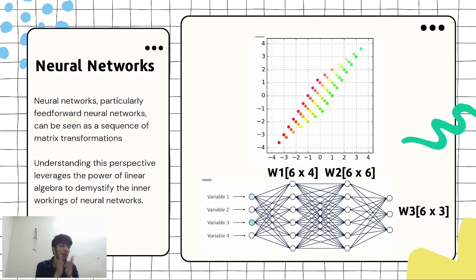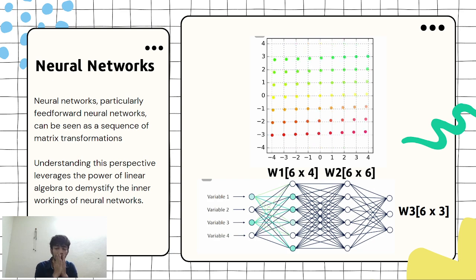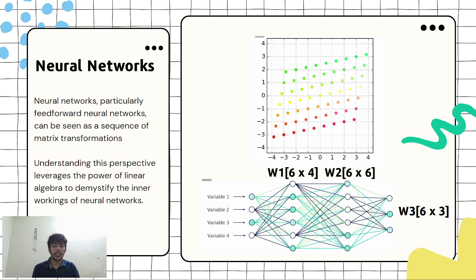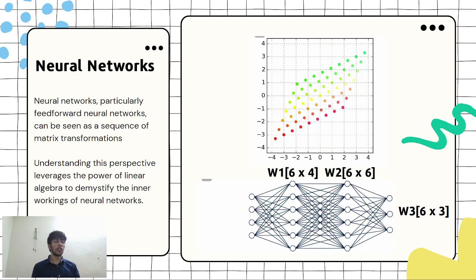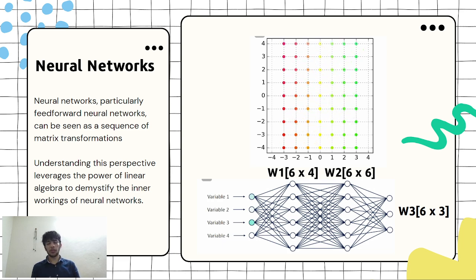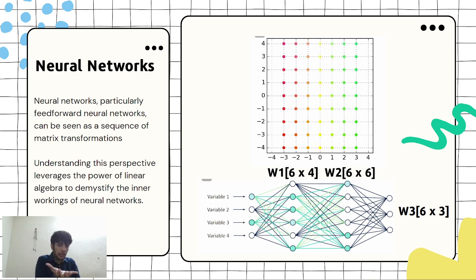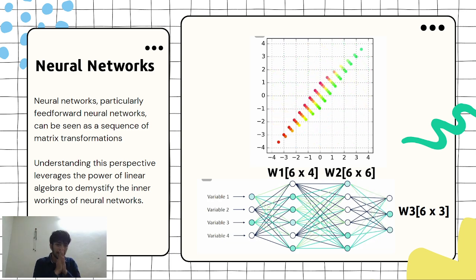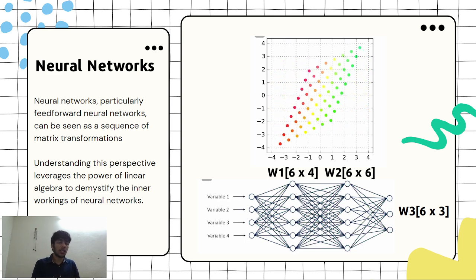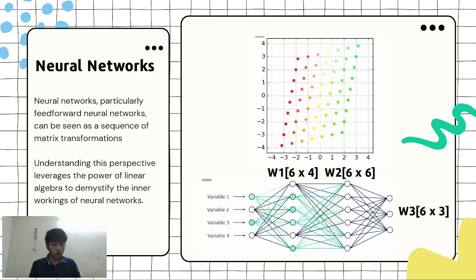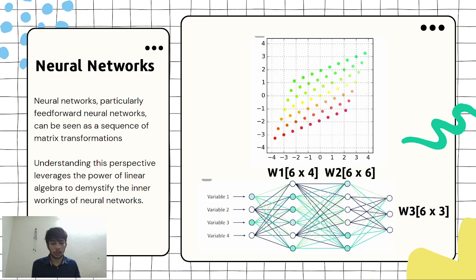Okay. Now we're going to touch on neural networks. Neural networks are the core of DL, and the core of neural networks is linear algebra, because neural networks are nothing but a bunch of linear transformations. The problem today is that many people view neural networks as black box functions. But if we use linear algebra, if we view them as linear transformations, then it allows us to demystify their inner workings.